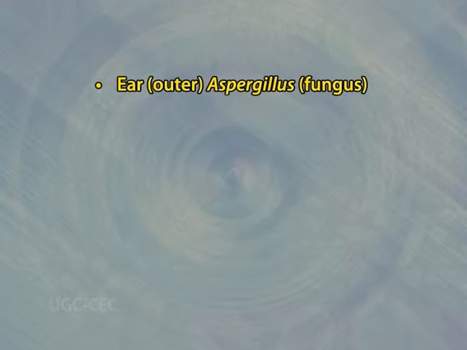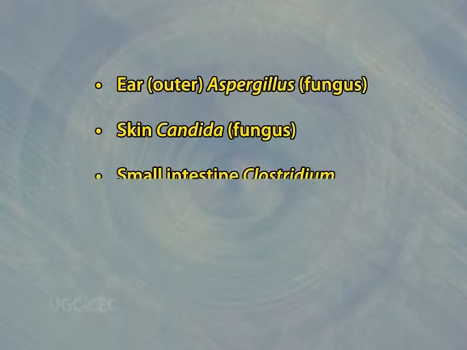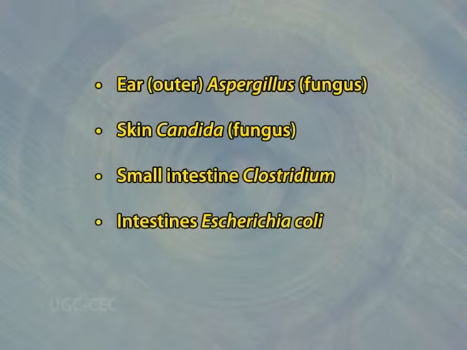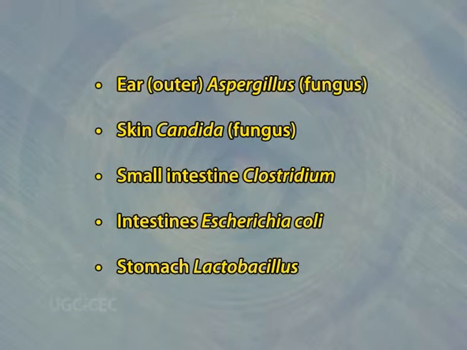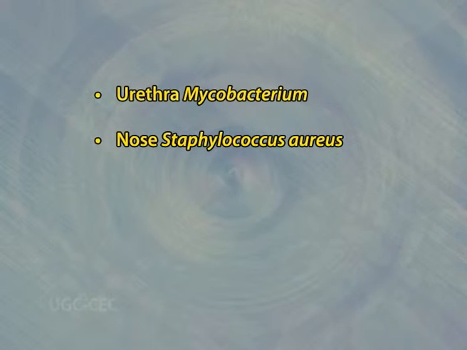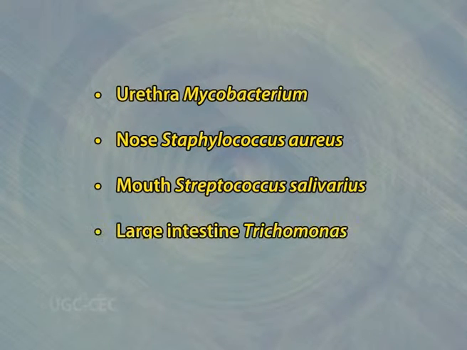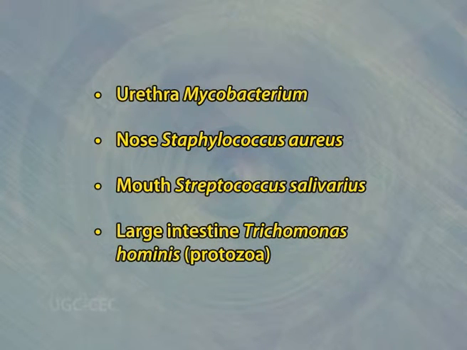Microbes in the healthy human body. The outer ear contains Aspergillus, a fungus. Skin contains Candida, which is also a fungus. Small intestine contains Clostridium. The intestines contain Escherichia coli. Stomach has a Lactobacillus. Urethra has Microbacterium. Nose, Staphylococcus aureus, and mouth contains Streptococcus salivarius. The large intestines has Trichomonas protozoa.